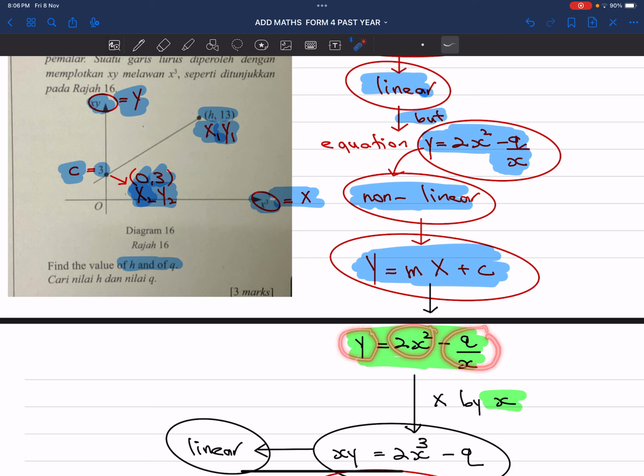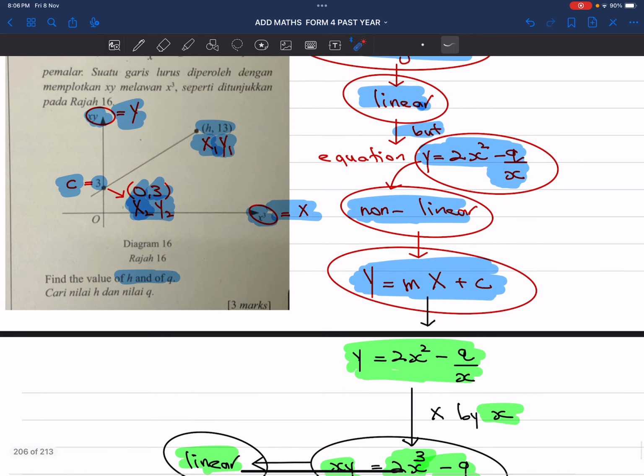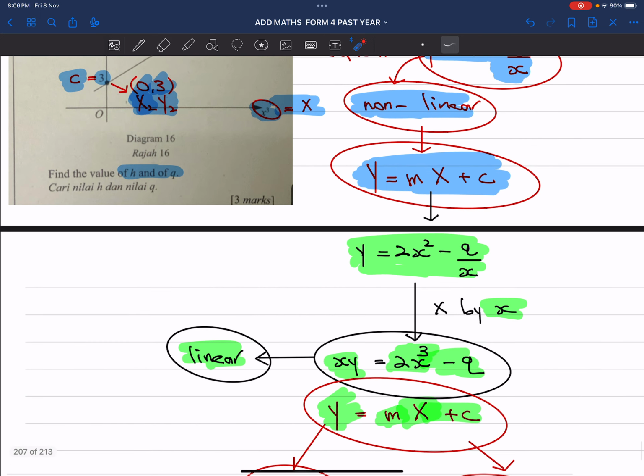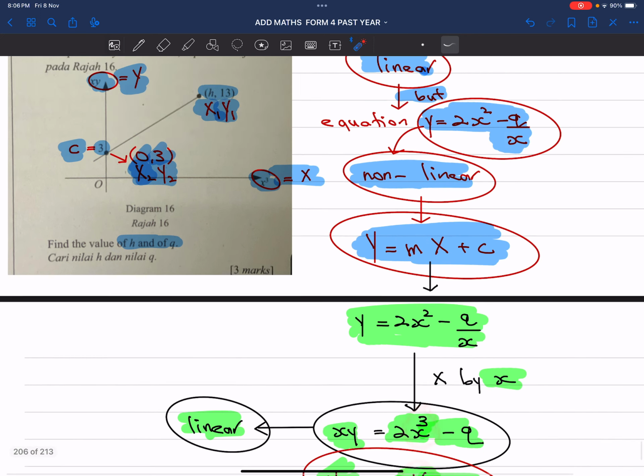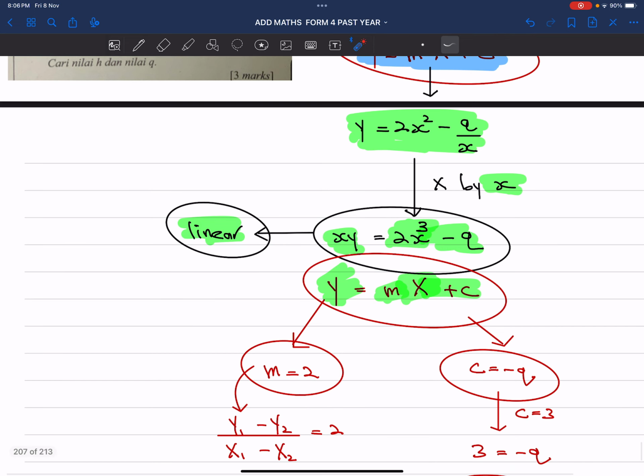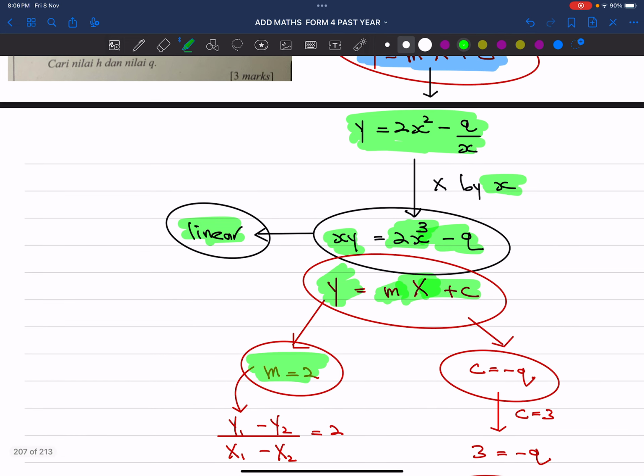This is linear. Comparing this to capital Y equals capital X plus C, you will notice that the capital Y is xy, as given here. The capital X is x cubed. That means the gradient must be 2. The gradient of the straight line is 2. And the C, the y-intercept, is negative q.